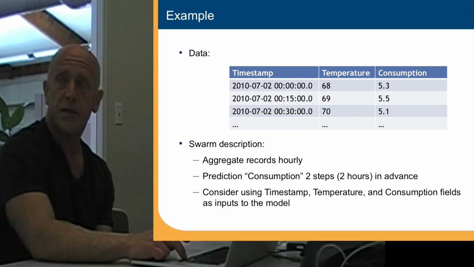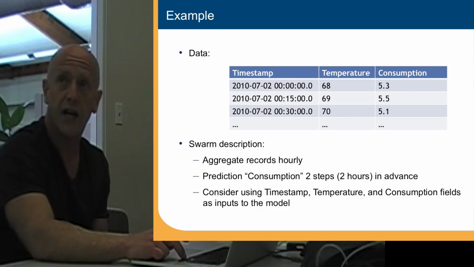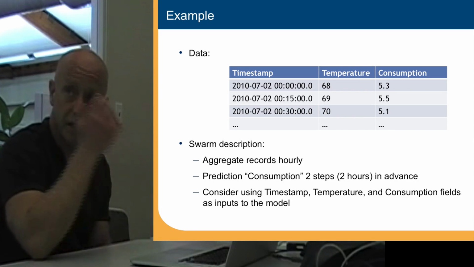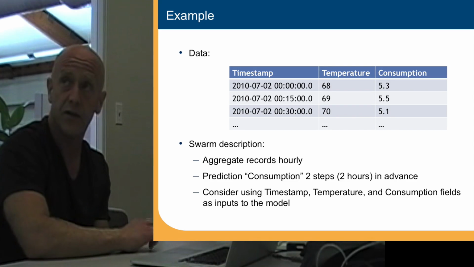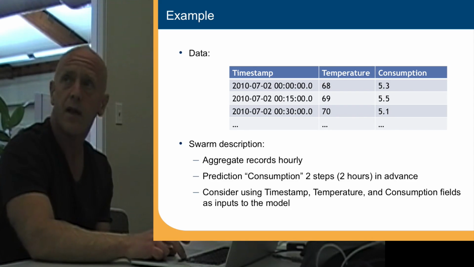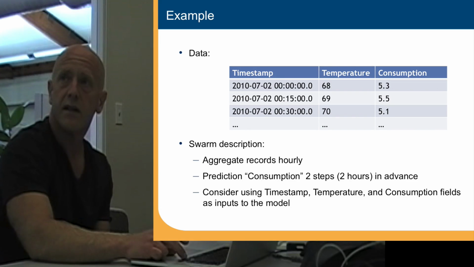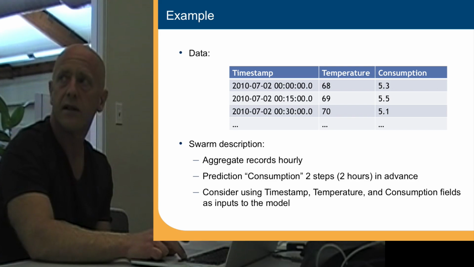The swarm description that you provide might say something like, I want to aggregate records hourly. In this case, you can see the records are every 15 minutes, but the swarming process can automatically aggregate those into hourly records for you. I might say I want to predict consumption 2 steps in advance, and since I'm aggregating hourly, that'll end up being 2 hours in advance. And I might tell it to consider all 3 of these fields in my data file.